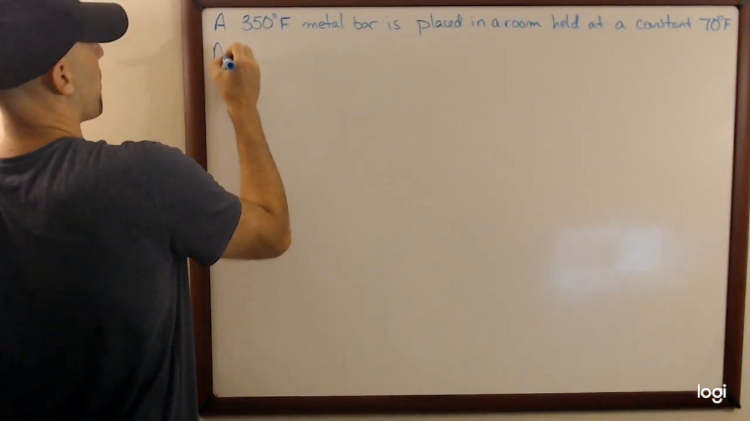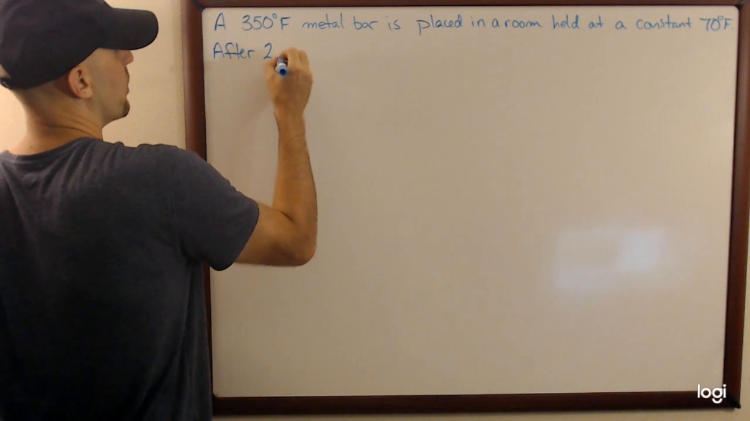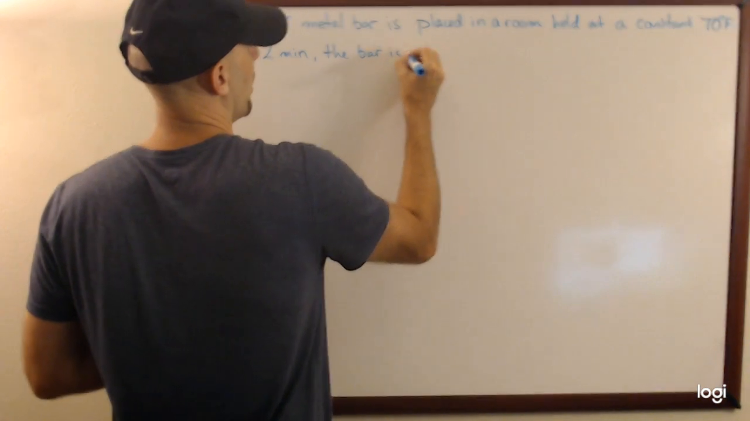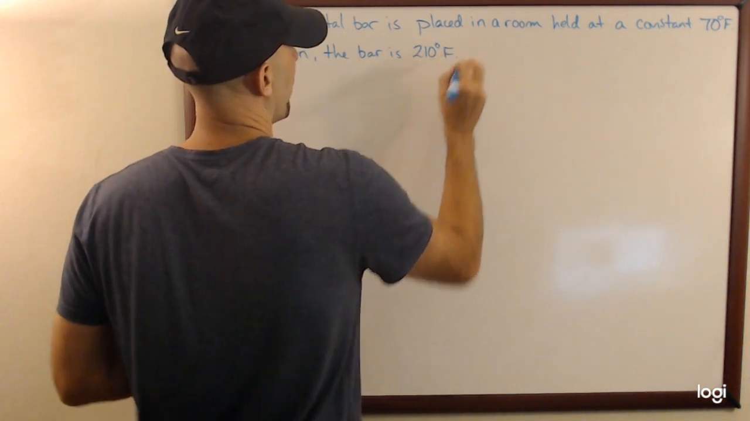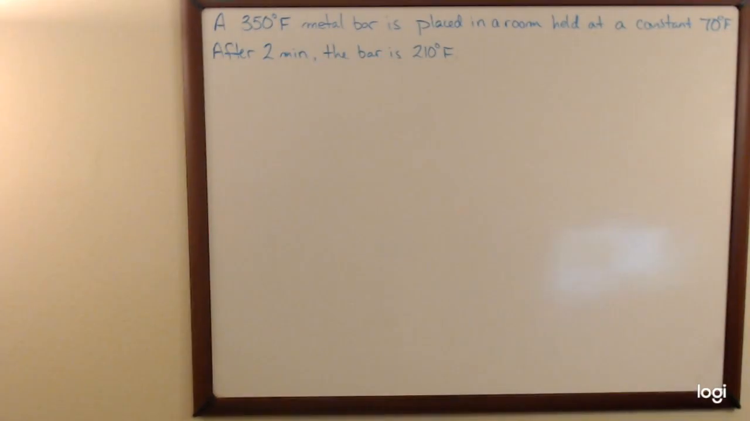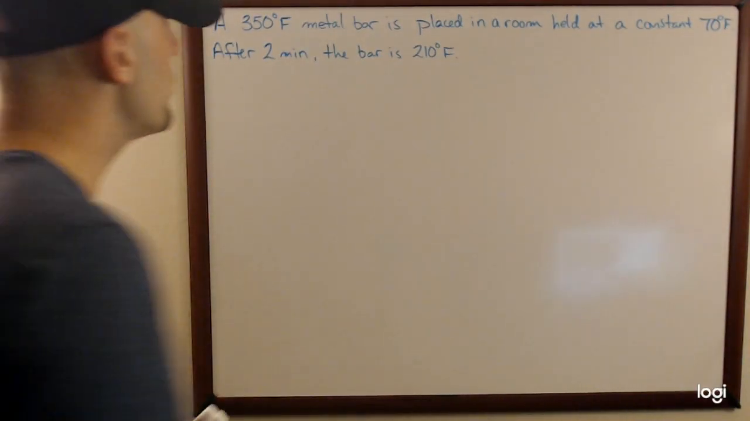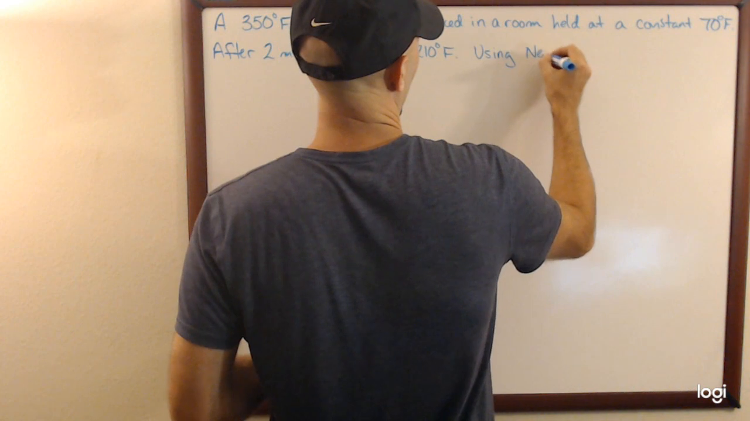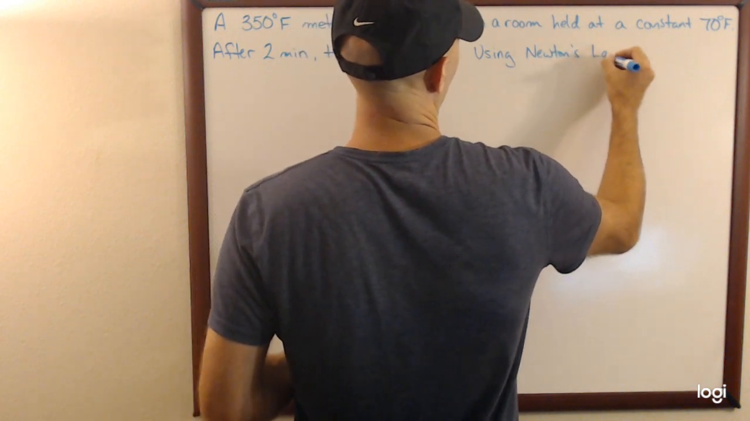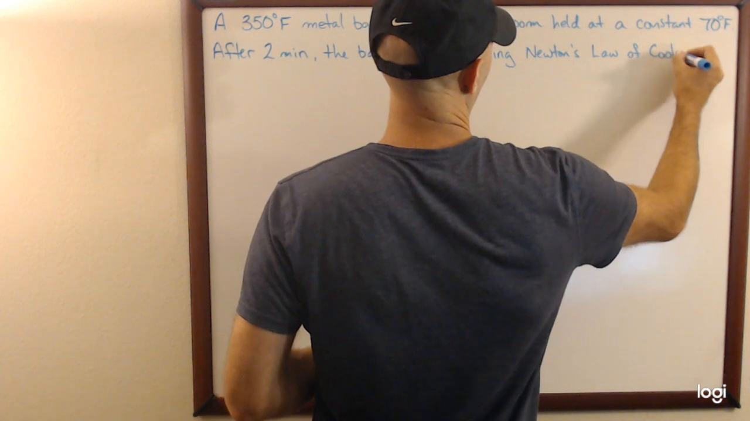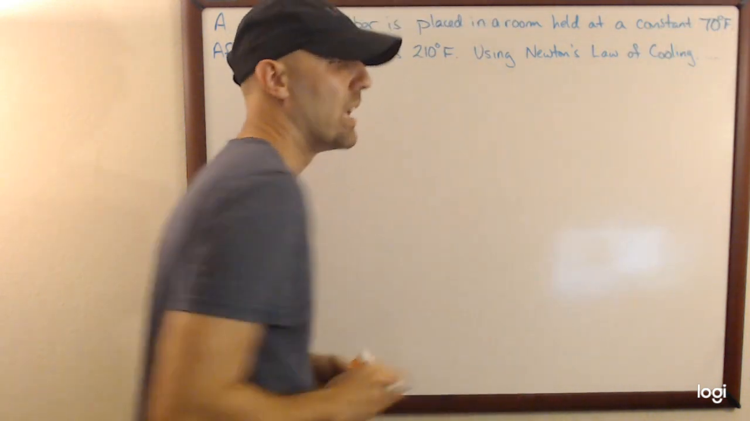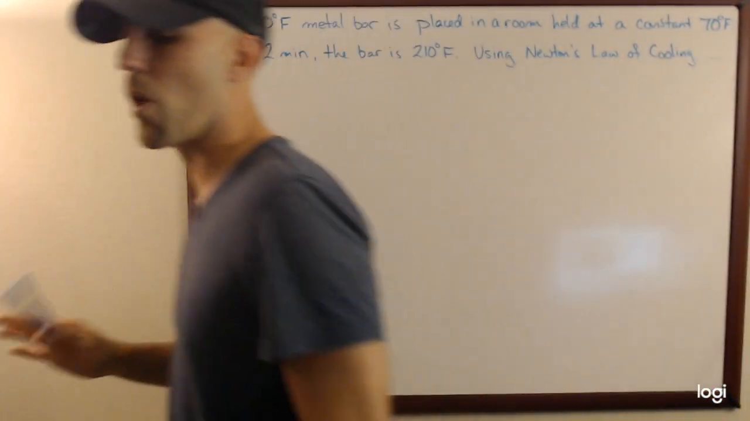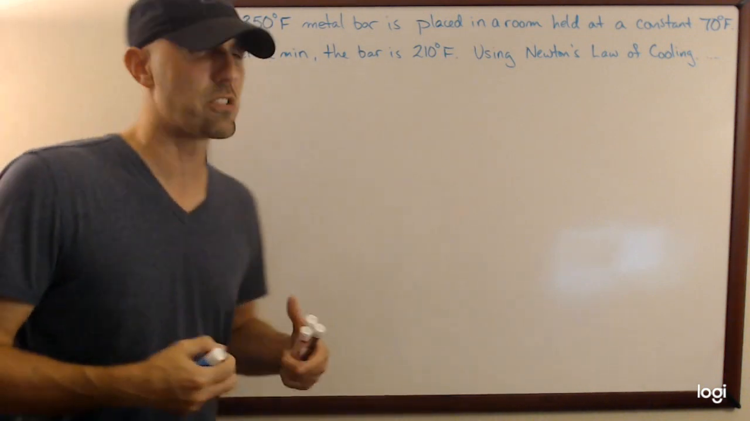Okay. After 2 minutes, the bar is 210 degrees Fahrenheit. Okay. So using Newton's law of cooling, blah, blah, blah. You know, it asks you some questions after this, but I'm not actually going to put the questions up there because these word problems we're going to deal with, they're going to come in basically 2 stages.